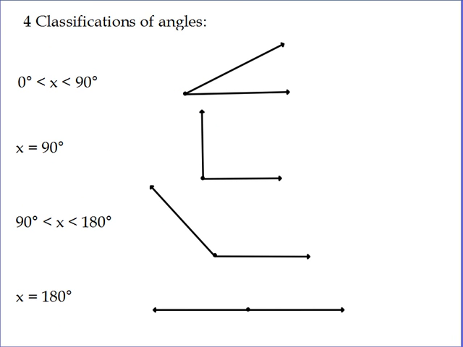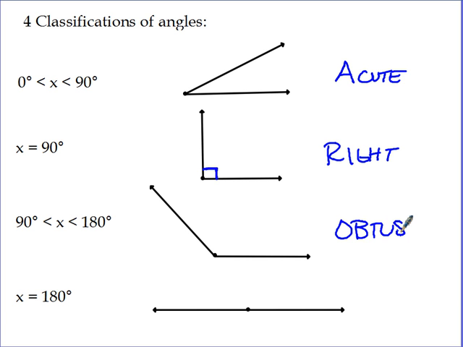You probably know these names by now, but I'll go over them again. If you have an angle that's between 0 and 90 degrees, then that's called acute. An angle that's exactly 90 degrees is a right angle. And usually if it's a right angle, you'll see this little box drawn in here, so you know that it's exactly 90 degrees. If it's between 90 and 180, then it's called obtuse. And if it's exactly 180, then it's a straight angle. And it's called that because it makes a straight line.